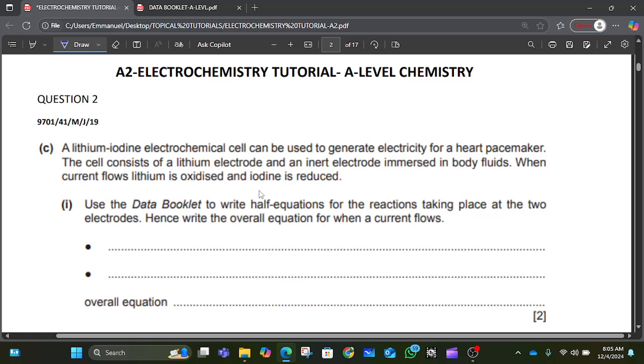Question 2, C. A lithium iodine electrochemical cell can be used to generate electricity for a heart pacemaker. The cell consists of a lithium electrode and an inert electrode immersed in body fluids. When current flows, lithium is oxidized and iodine is reduced. I. Use the data booklet to write half equations for the reactions taking place at the two electrodes. Hence, write the overall equation for when a current flows.